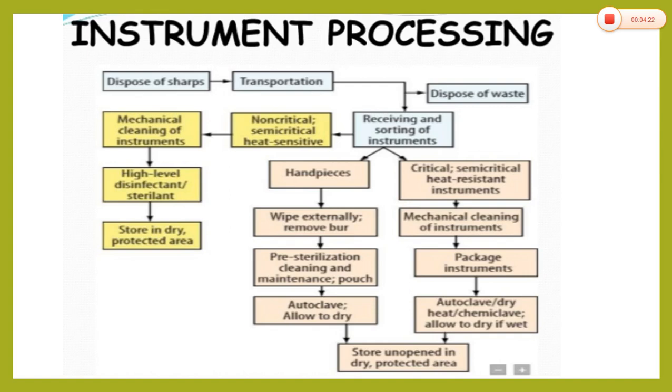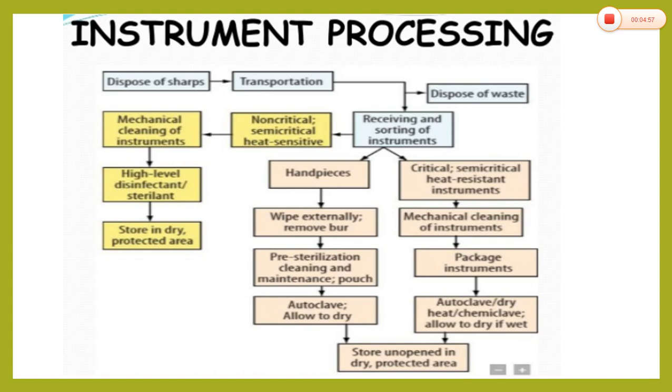Instrument processing. So first, when all the sharps are disposed, they are transported and they will be received and sorted out into critical, semi-critical, and non-critical. First, the non-critical and the semi-critical, which are heat sensitive, will be sorted out and they will be sent for mechanical cleaning of the instruments, where high level of disinfectant will be used. After that, they will be stored in a dry protective area.